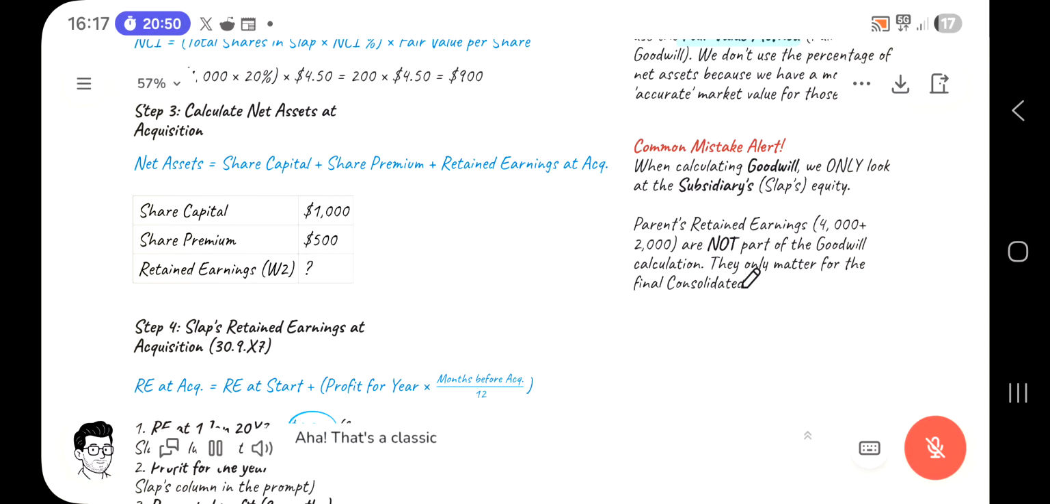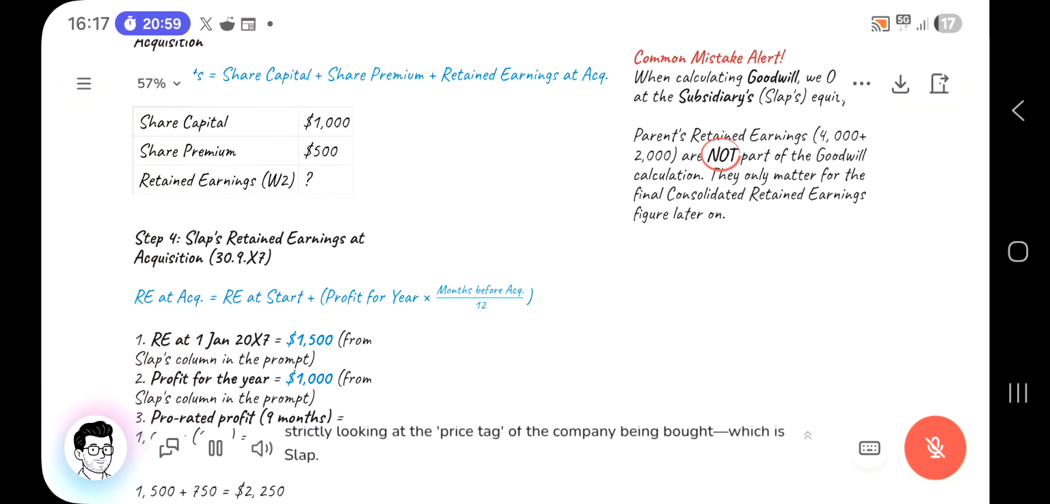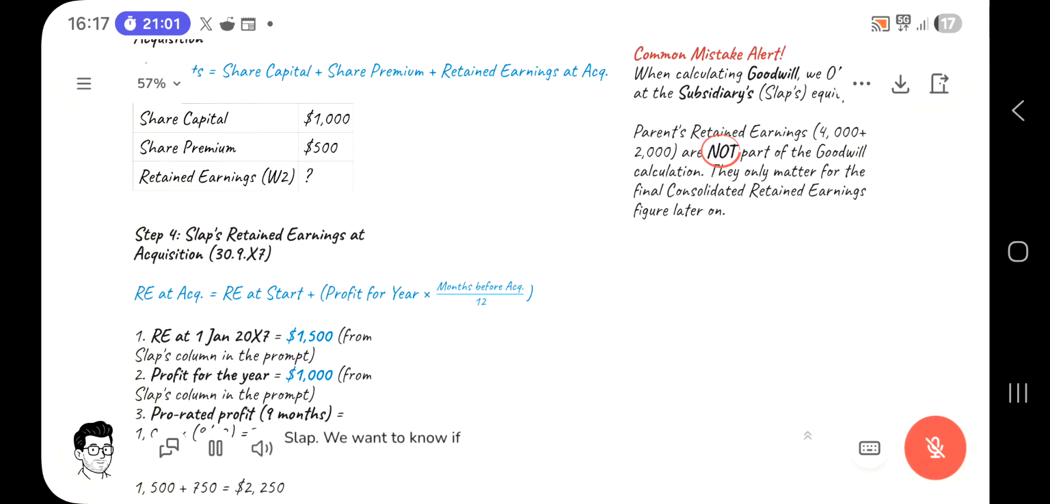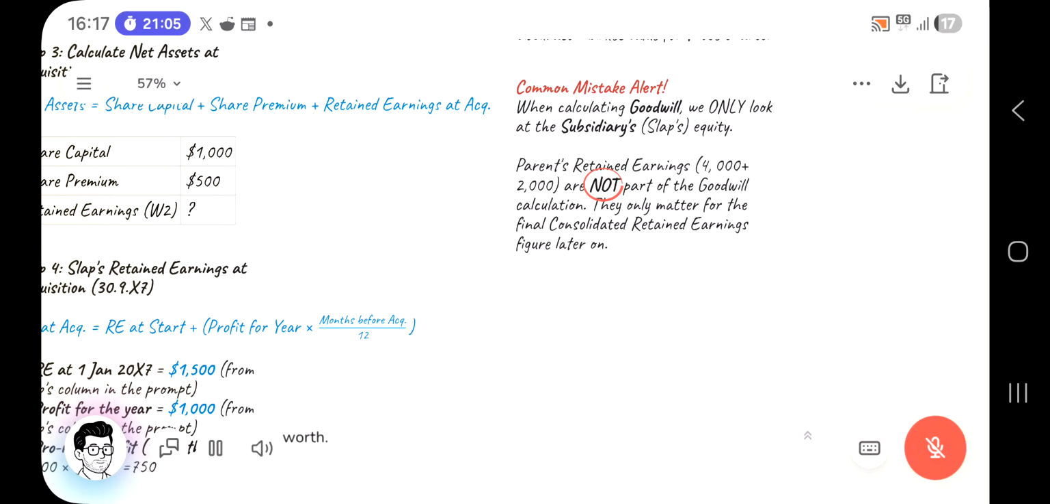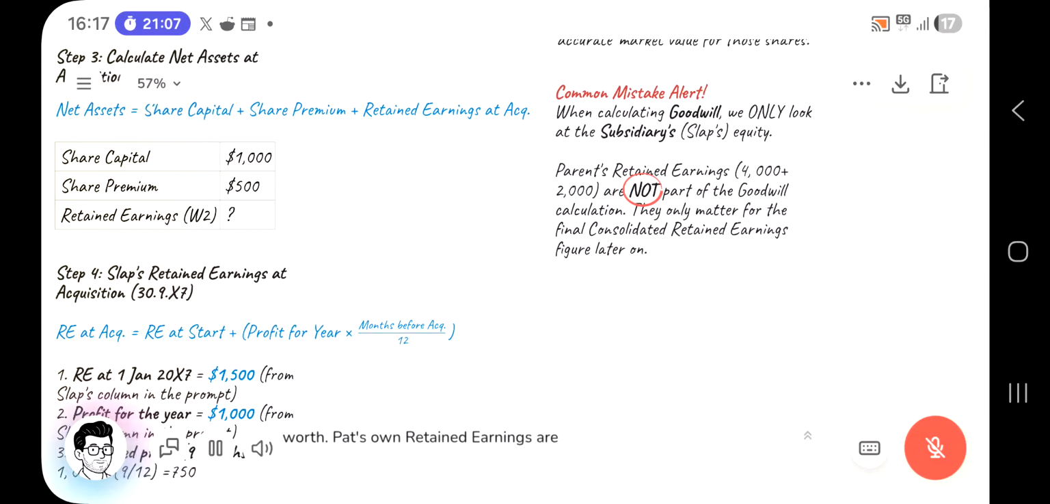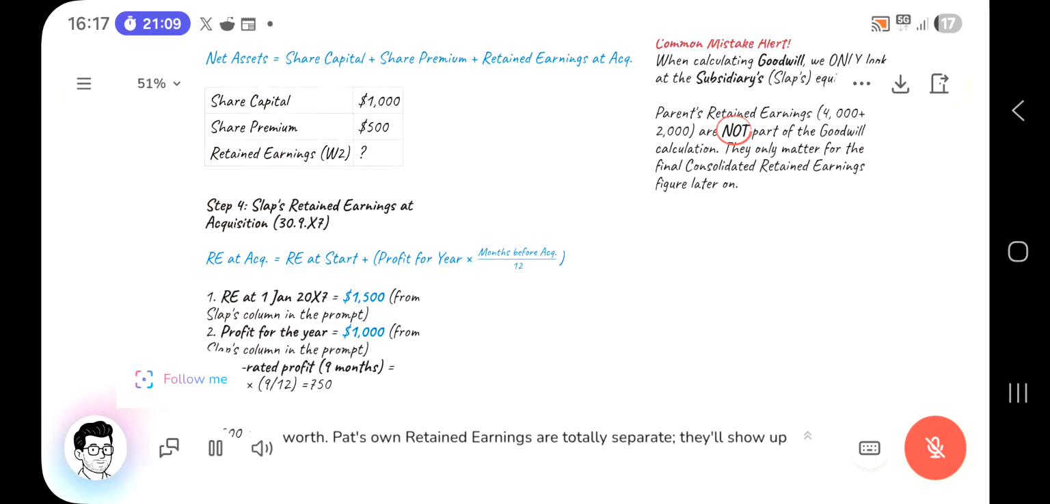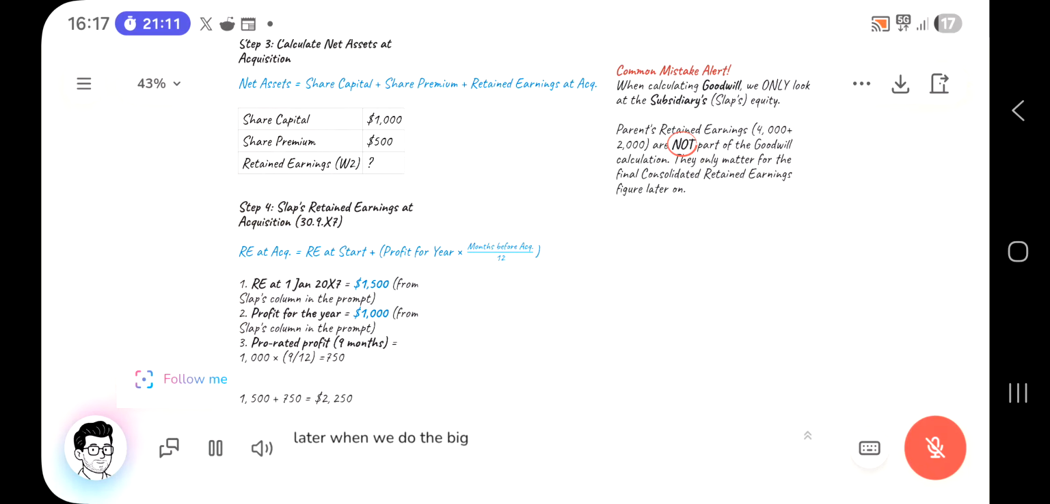Aha! That's a classic trap. When we are calculating goodwill, we are strictly looking at the price tag of the company being bought, which is SLAP. We want to know if the price Pat paid is more than what SLAP was worth. Pat's own retained earnings are totally separate.